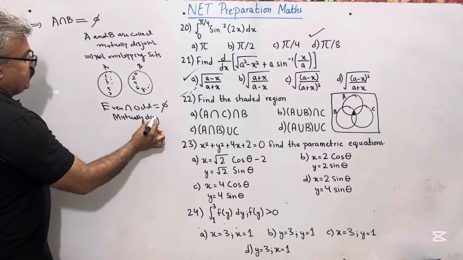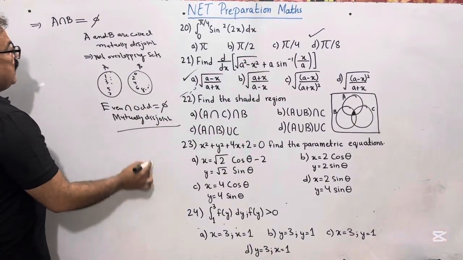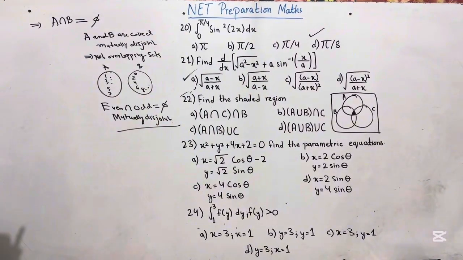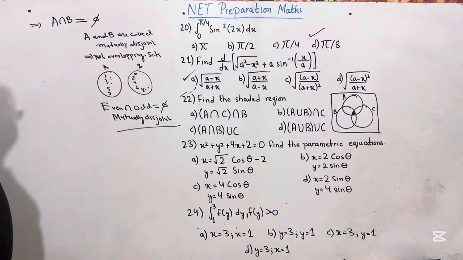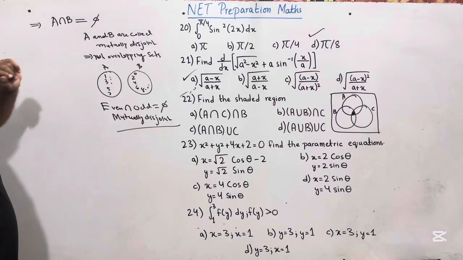If two or more than two sets have nothing in common, these sets are known as mutually disjoint.